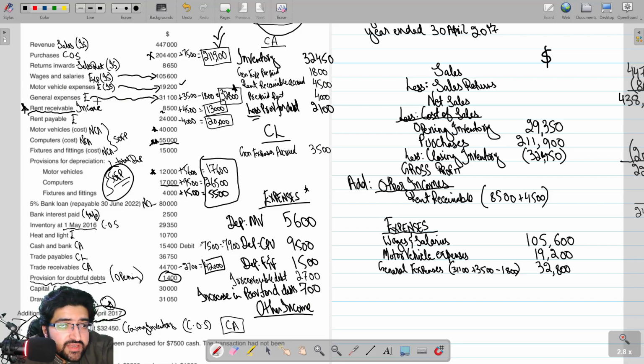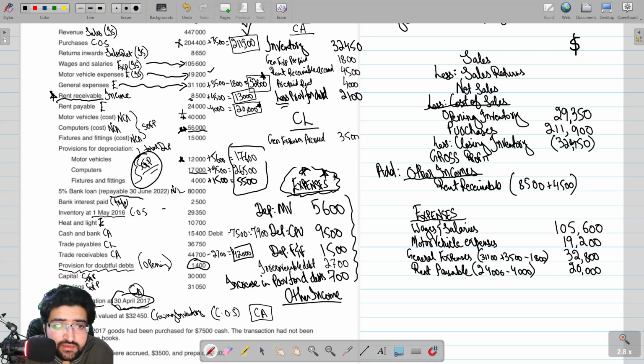After general expenses, we have rent receivable, which is not an expense. Rent payable is an expense though, so I will write rent payable. And what is the amount? The new amount. Always use new amounts. I have repeated that several times now. So 20,000 is the new amount. Show the working in brackets. It was 24,000. And then we subtracted 4,000 from it to get 20,000. Okay. Do we have any other expense after rent payable?